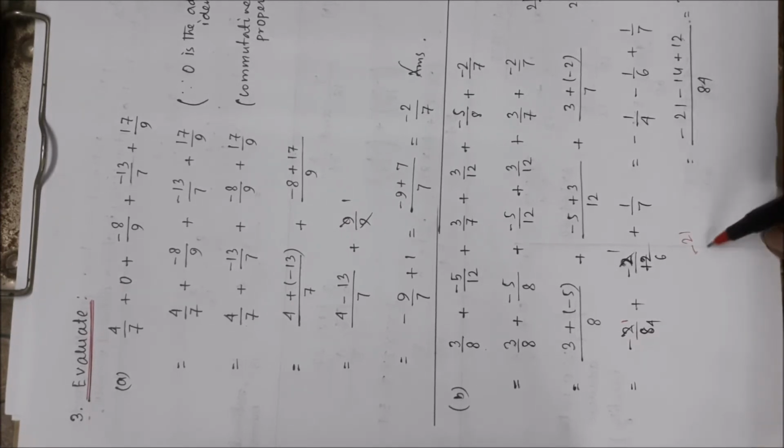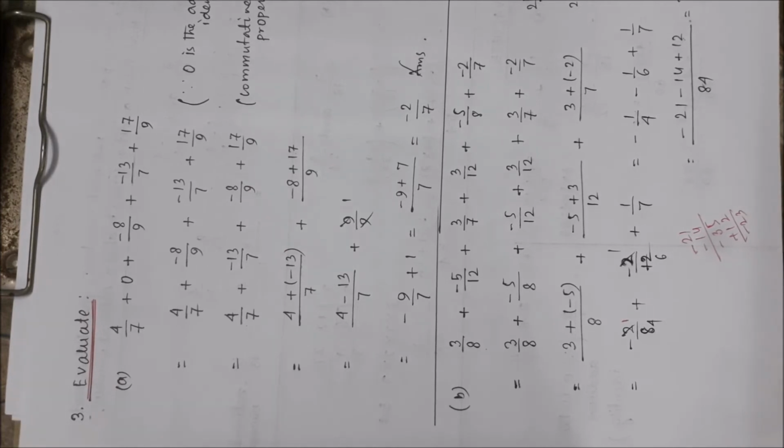I am showing this calculation. See, minus 21 minus 14. So you will get minus 35 plus 12. So you will get minus 23.